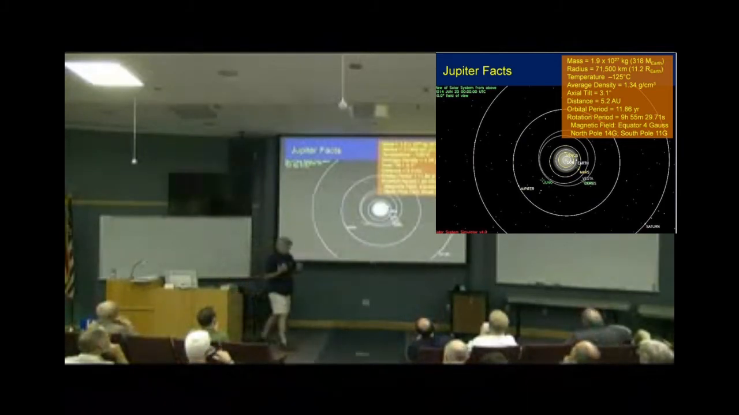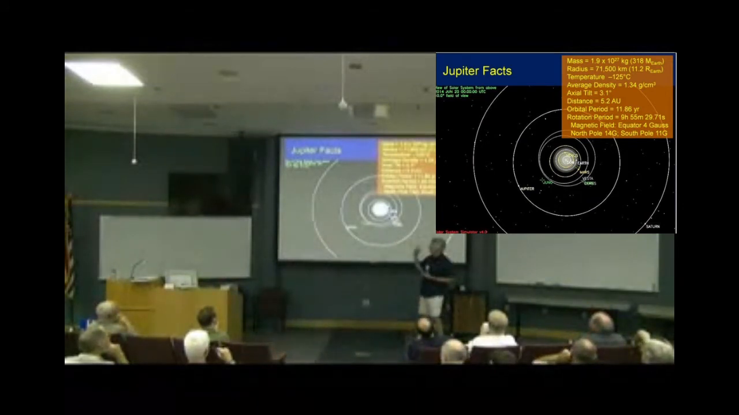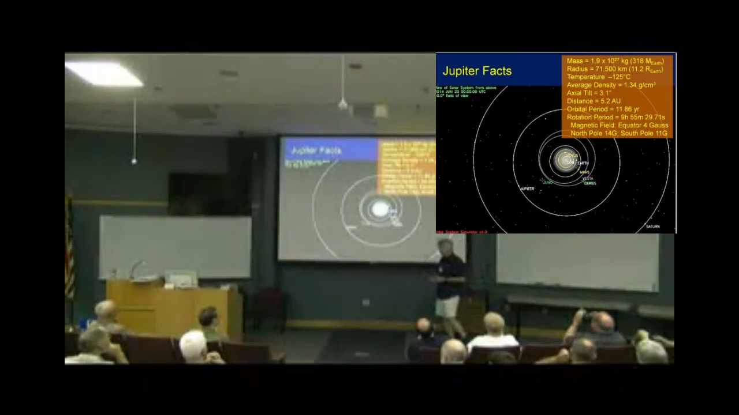It's very low density. The Earth is 5.5 grams per cubic centimeter density. Jupiter and the other gas giants are much, much lower because they're gas giants. So gaseous planets, the average density is not much above water. The tilt of the axis is a little over 3 degrees, and that's the rotation axis.